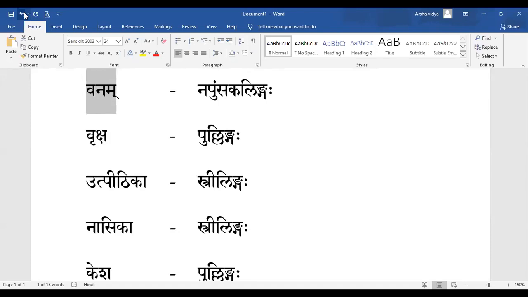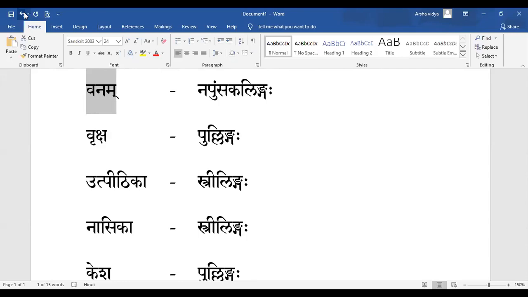In English, when you say forest, you understand the meaning of the word forest, then you say it is neuter. If I say Rama, you understand the meaning of the word Rama. Rama is a person, a male person, therefore you say masculine. If I say Rama and you understand that it is a female person, therefore you say feminine gender. But in Saṃskṛtam, it is not like that.